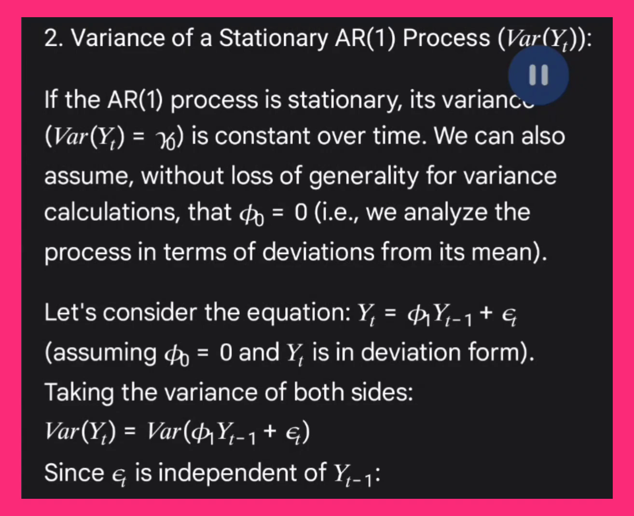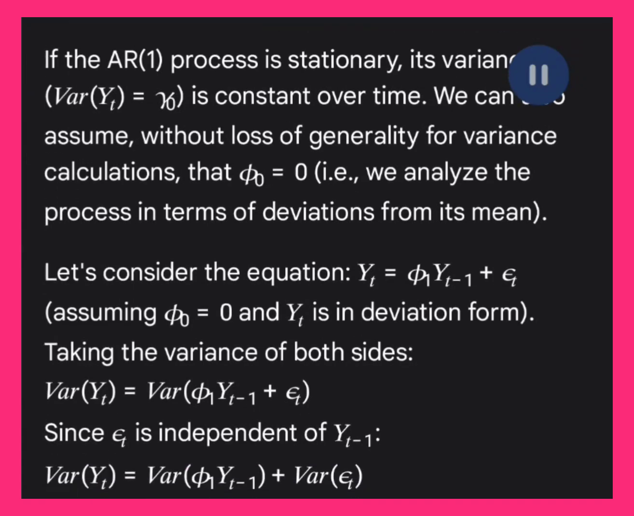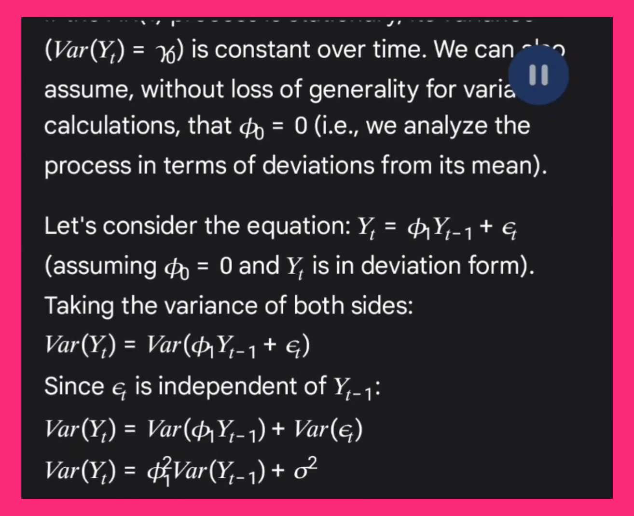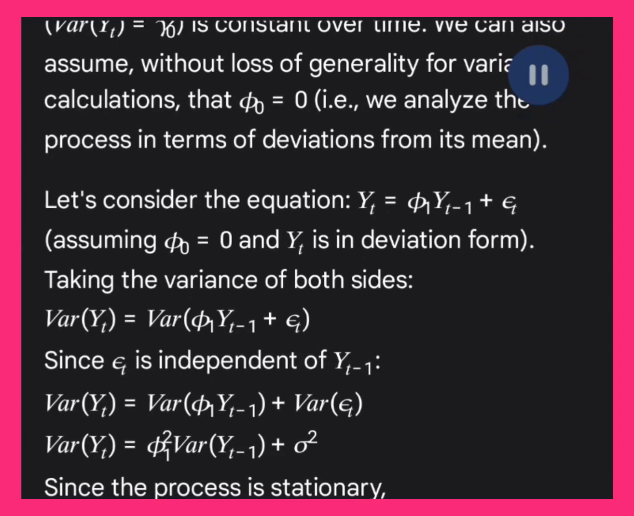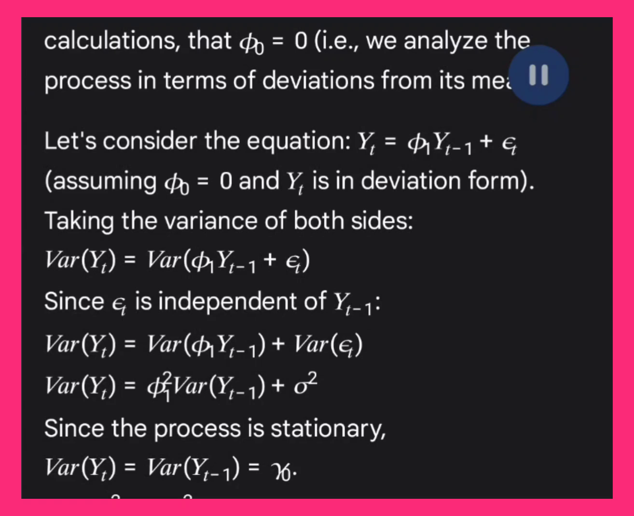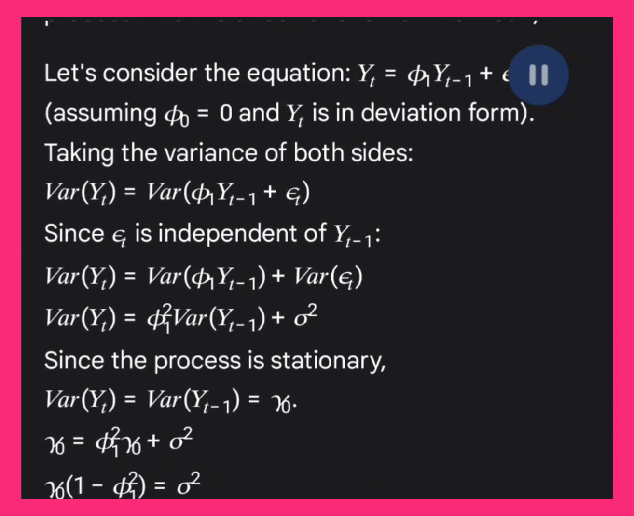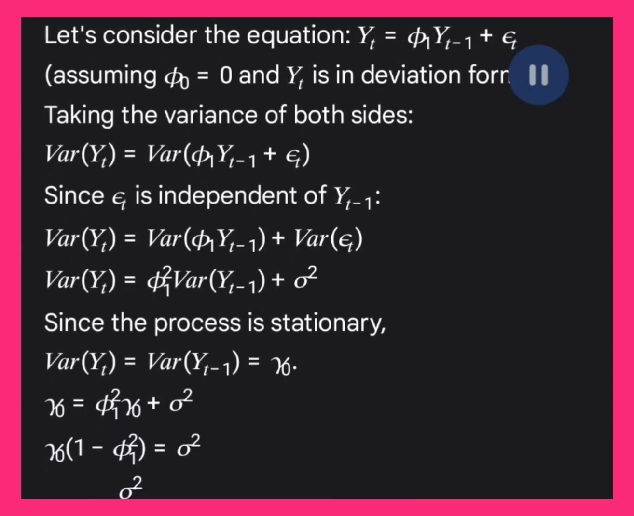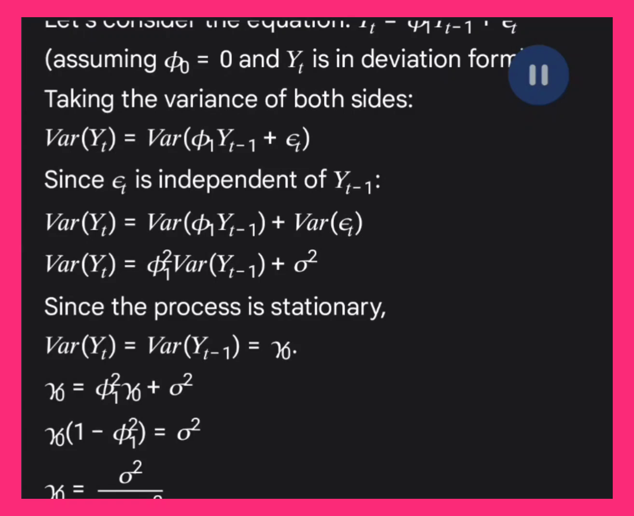Taking the variance of both sides, Var(y_t) = Var(φ_1 y_{t-1} + ε_t). Since ε_t is independent of y_{t-1}, Var(y_t) = Var(φ_1 y_{t-1}) + Var(ε_t), so Var(y_t) = φ_1² Var(y_{t-1}) + σ². Since the process is stationary, Var(y_t) = Var(y_{t-1}) = γ_0.